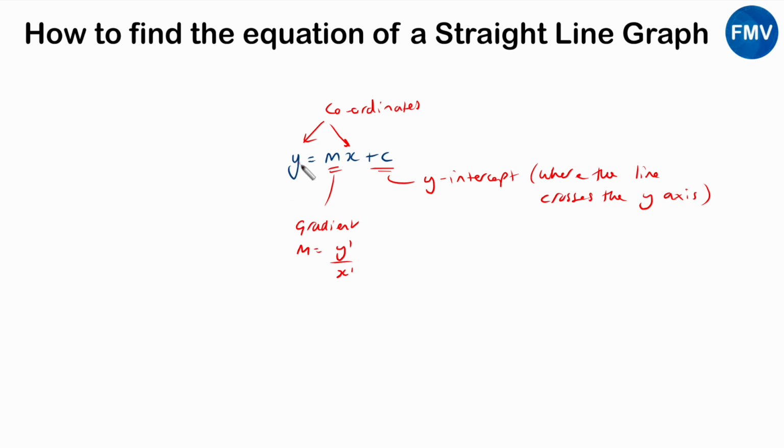Okay, to summarise, y and x are just coordinates. M is the gradient, and the gradient is the change in the height, or the change in y divided by the change in x. And the c is called the y-intercept. And all that means is it's where the line crosses the y-axis.